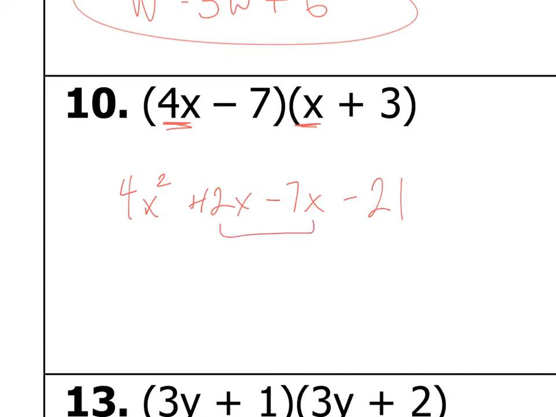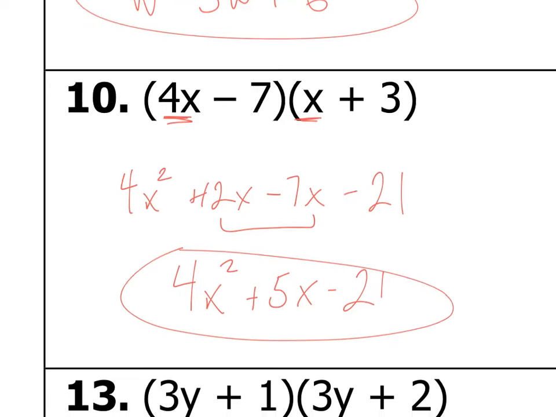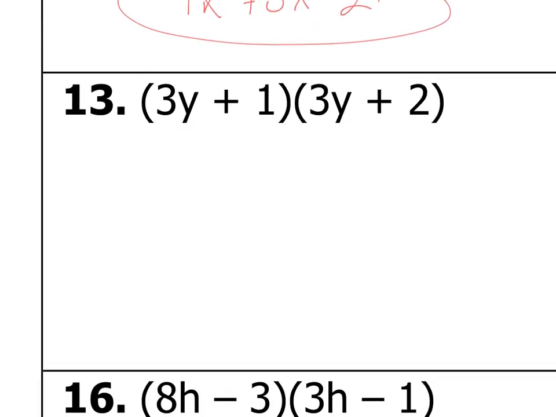All right, combine our middle terms here. We've got positive 12 with negative 7. Positive 12 with negative 7 leaves me with a plus 5x minus 21. Here we go. All right, moving onward. 3y plus 1 and 3y plus 2 are our two binomials here. So again, let's multiply 3y into 3y. So this gives me 9y squared.